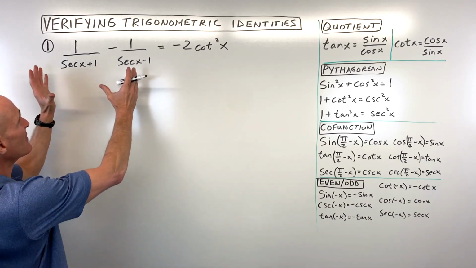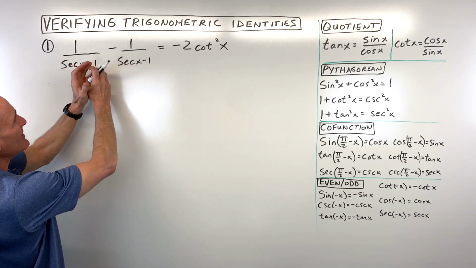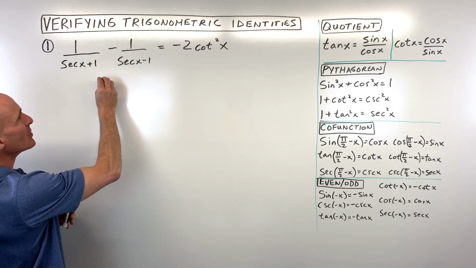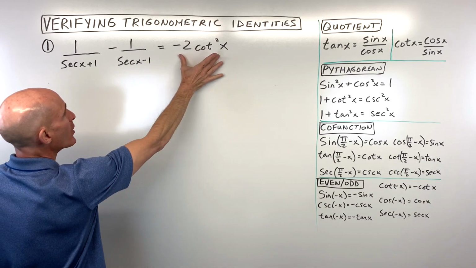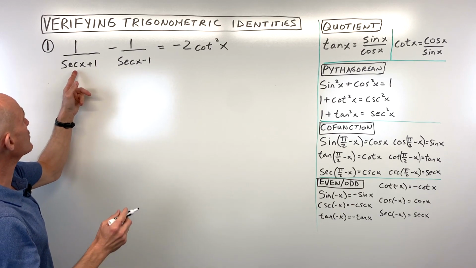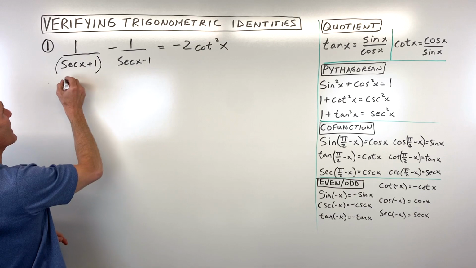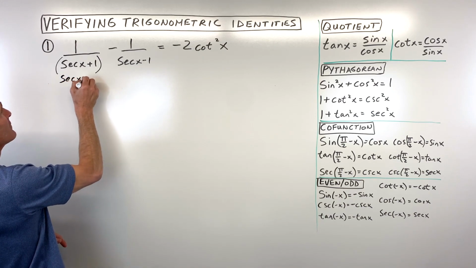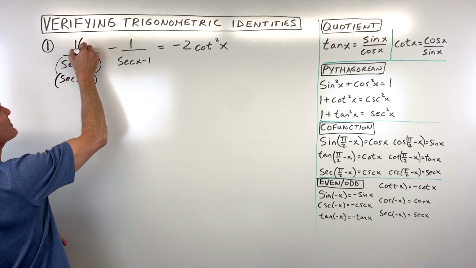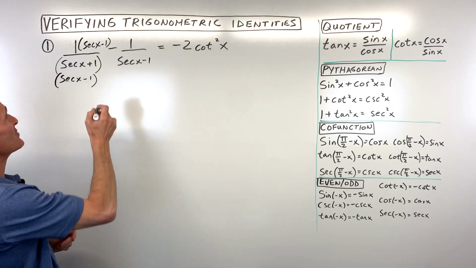So in this case, it looks like the left side is a little bit more expanded. So what we're going to do is try to combine these together into one fraction. Notice there's two groups here, and we only have one group here. So to do that, we're going to get a common denominator. So over here, I'm going to multiply this fraction by secant x minus 1, and I'm going to do that to the numerator and the denominator to keep the fraction the same.